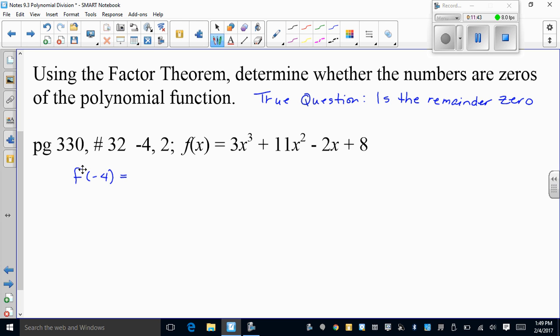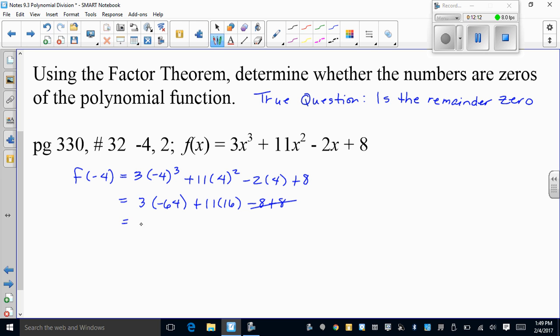gives you 3 times negative 4 cubed plus 11 times 4 squared minus 2 times 4 plus 8, which gives you 3 times negative 64 plus 11 times 16 minus 8 plus 8. So I'm just going to go ahead and cancel those 2 out. And 3 times 64, on my paper I had thrown all of that into the calculator at this point. Hold on, let me grab a calculator.